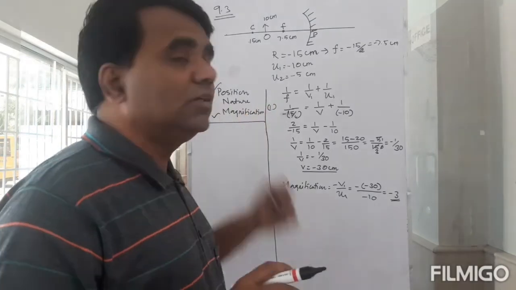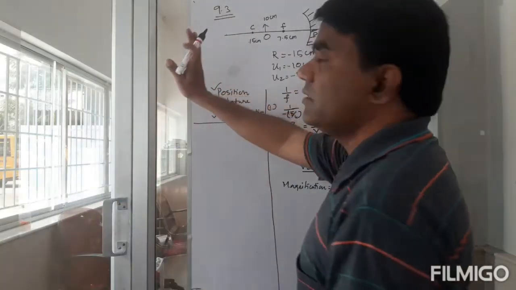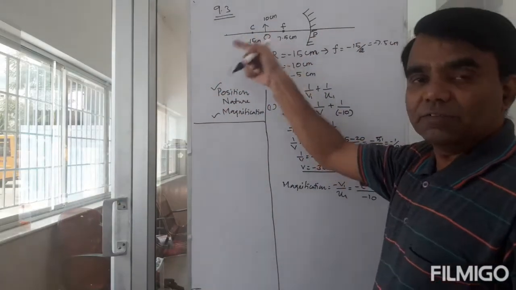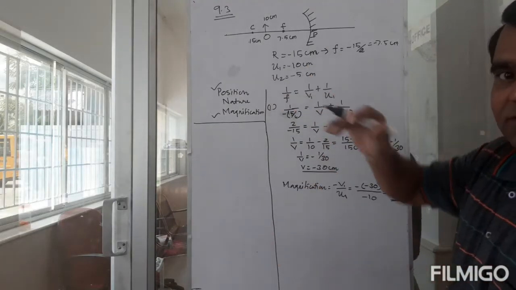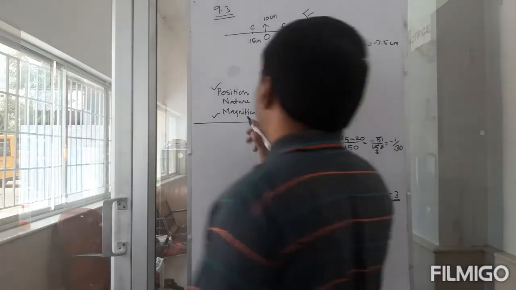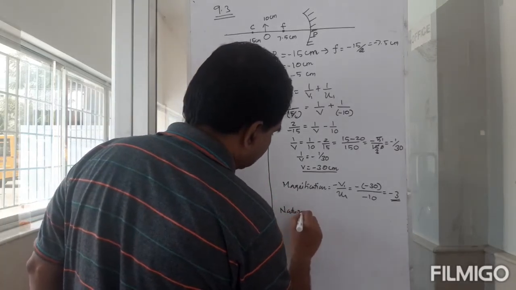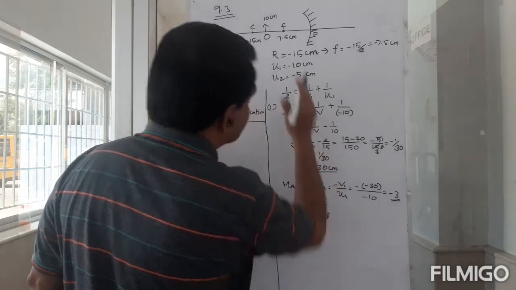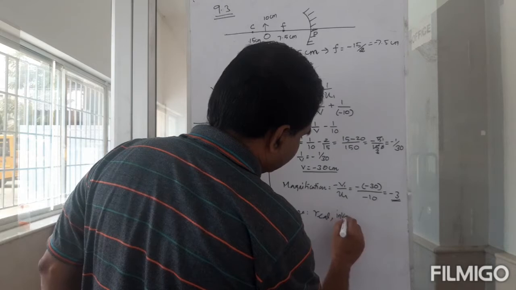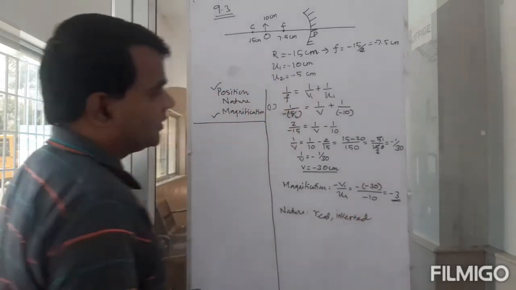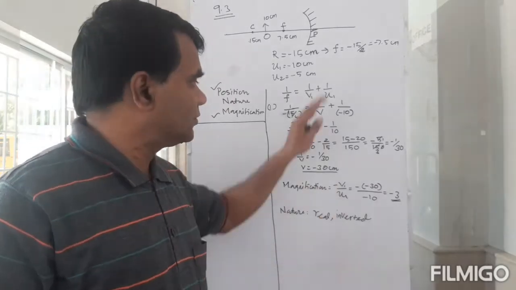And it is also a real image. Why? Because it is forming on this side. I can capture it on screen. It is real and inverted. The magnification tells you that it is bigger than the object. So nature is this. When you talk about nature, it is a real image on the same side. Real. I can capture it on the screen. It is inverted. Real and inverted. It is also bigger than the object. So that is the first part.